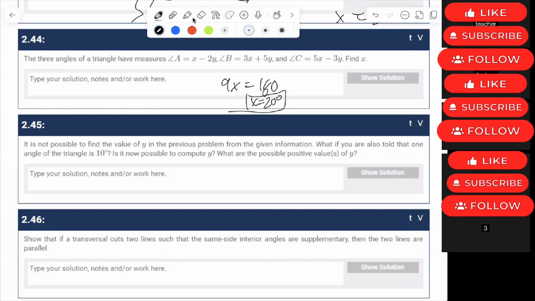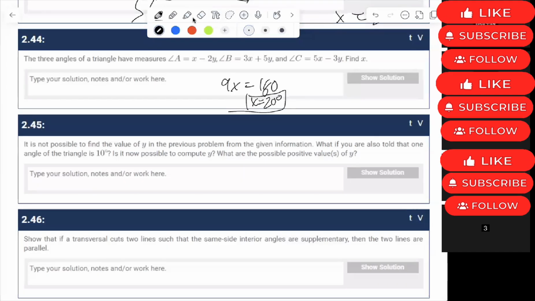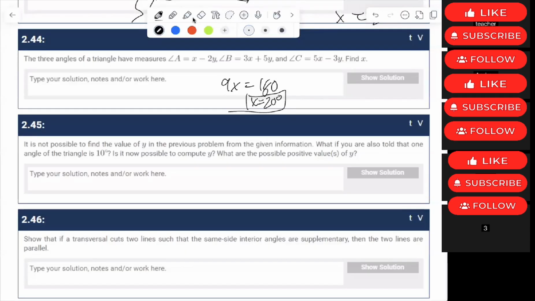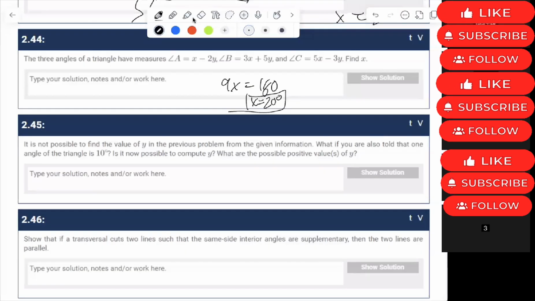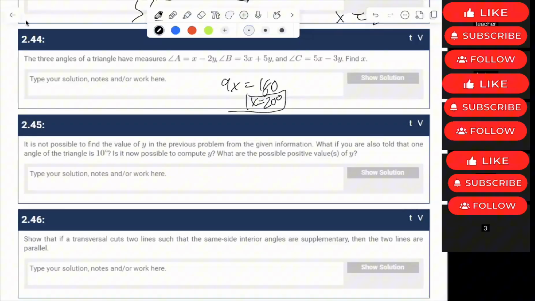Now let's move on to 2.46. Show that if a transversal cuts two lines such that the same side interior angles are supplementary, then the two lines are parallel. I'll also let you try this question and return to chat.